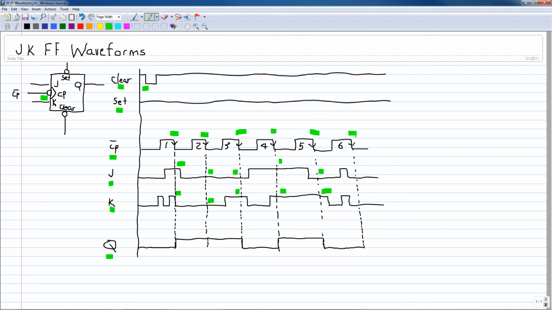At the final clock transition, we have J equal to 0 and K equal to 0, which means that we have no change. Therefore, the output does not change and remains at 0. That concludes the video on JK flip-flop waveforms.